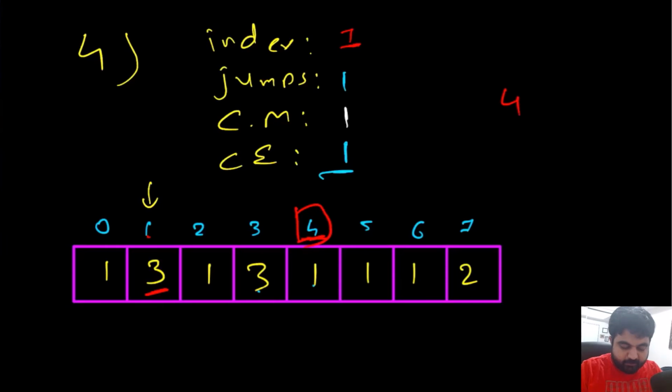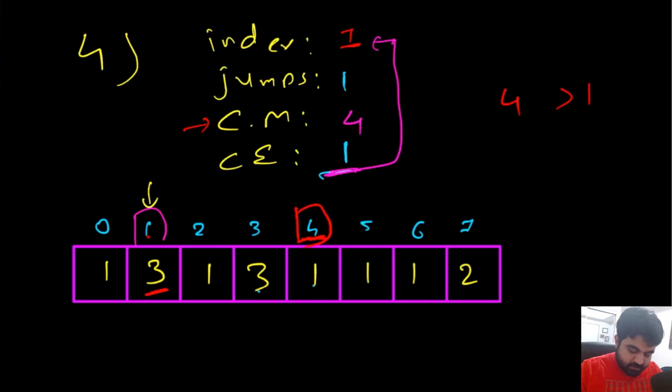So we will compare 4 with the current maximum we had. The current maximum is 1, so 4 is definitely greater than 1, which means it is sensible for us to update the current maximum. So the current maximum becomes 4. Now we also have to check what the current end is. The current end is still the same as the index value, so we will have to make a jump. Because we are making a jump, we will update the value over here.